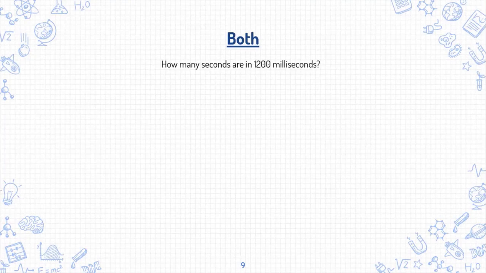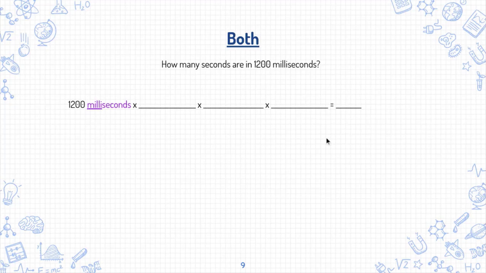Our first problem is on dimensional analysis. We are asked to find the amount of seconds equivalent to 1,200 milliseconds. First, we start with our given amount of 1,200 milliseconds. Then, we cancel out our units by converting milliseconds to our next unit on the way to seconds, centiseconds.